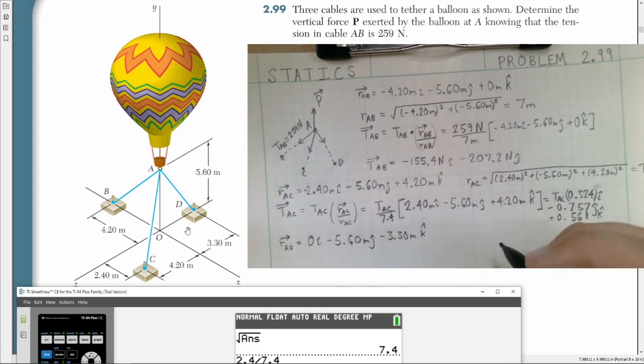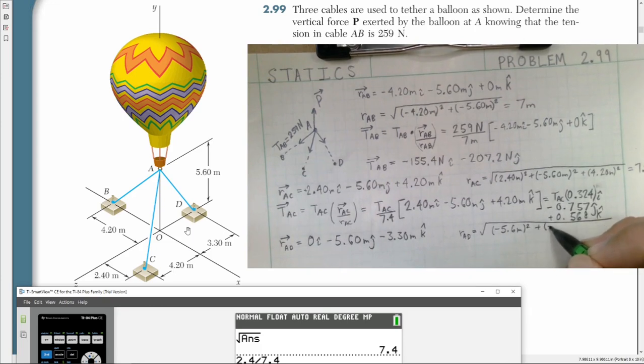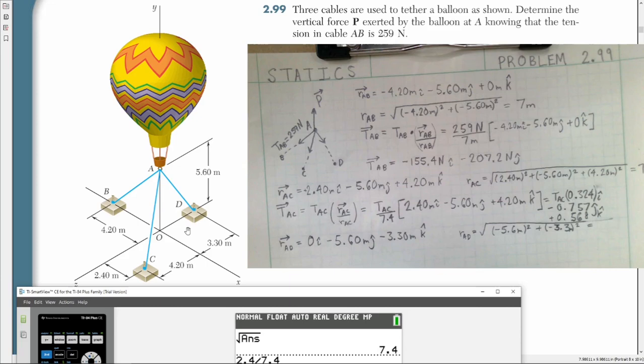Okay, we're going to find the distance again. So our distance, R_AD, will simply be the square root of each one of these components squared and added together. So we have 0 in the I-hat. First component will be negative 5.6 meters squared plus negative 3.3 in parentheses meters squared. Okay, and this will give us a distance value. If we plug this in the calculator, let's go ahead and clear our screen. We can go ahead and bring this calculator up again.